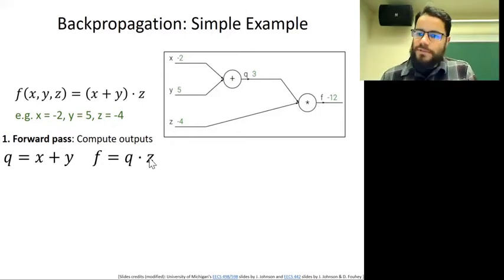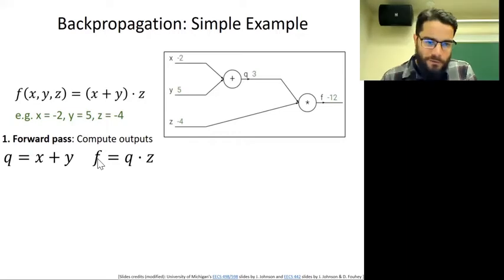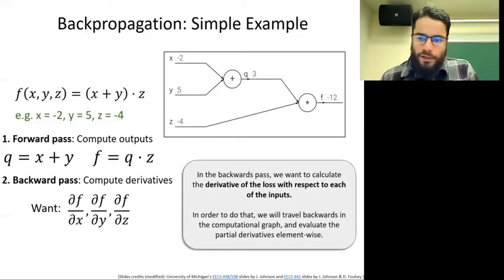Which is given by Q times Z. As you can see, Z is one of the inputs, and then it goes straight with the multiplication of one of your intermediate outputs. So F, which is the loss, is given by Q times Z. Not a problem. And then, of course, our loss is -12 here, based on these values that we chose.